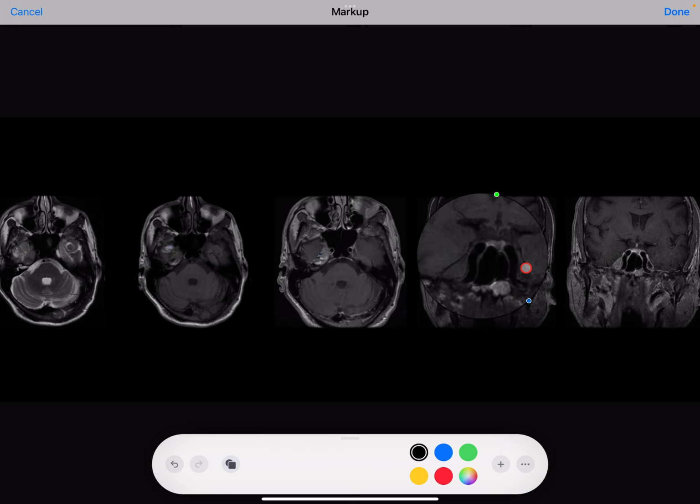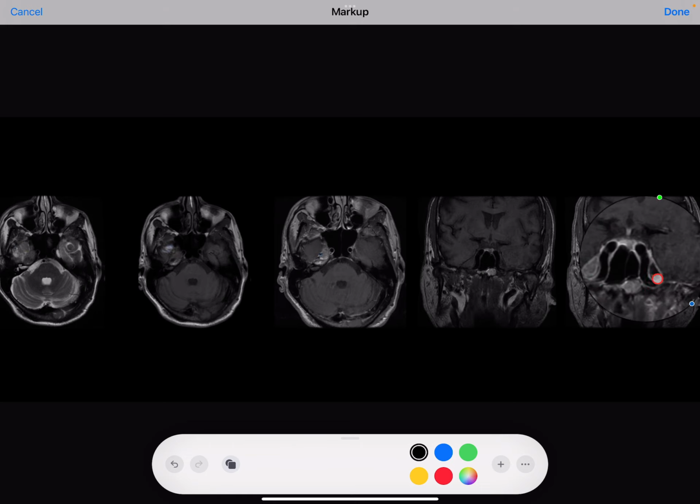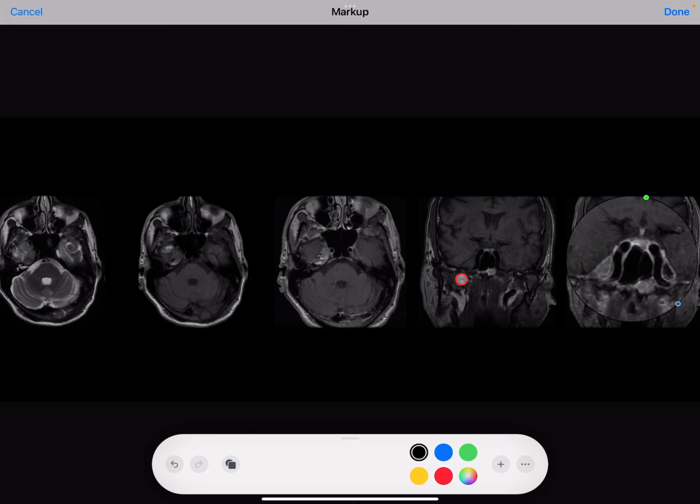On coronal, this is the pre-contrast image. You can appreciate that this is the mass lesion on the lateral aspect of the right ICA, and this is the normal CSF filled space on the lateral aspect of the left ICA. In this image, this mass lesion was not enhancing on pre-contrast. In this post-contrast image, you can appreciate an enhancing mass lesion on the right side, but this is the CSF filled space, normal Meckel's cave, on the left side. So this is basically a case of trigeminal schwannoma.